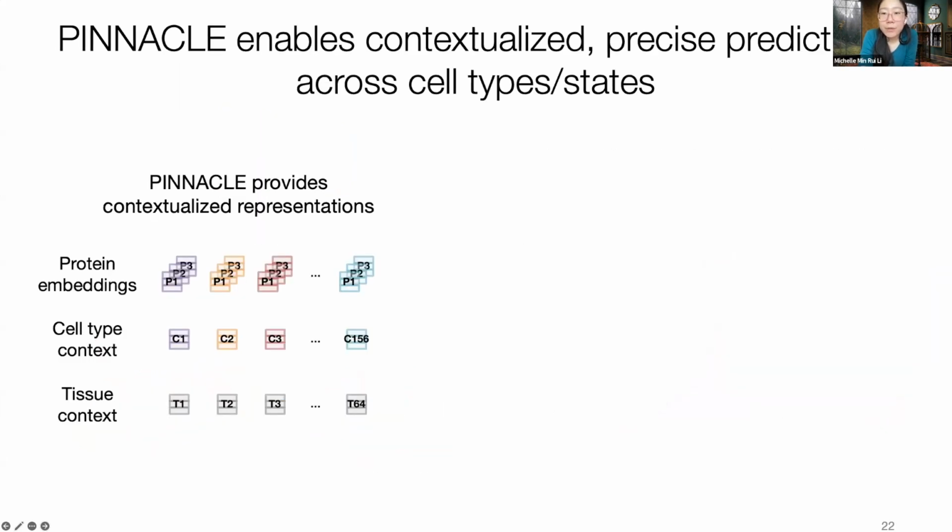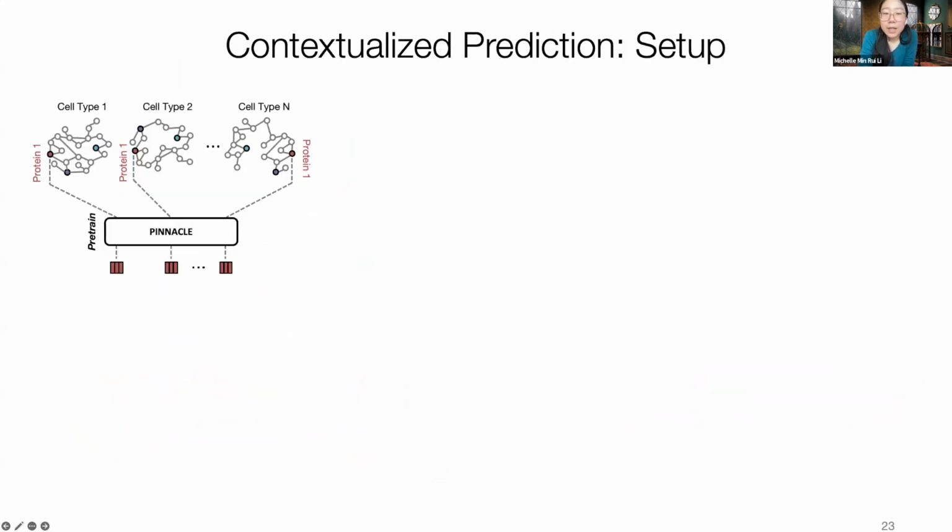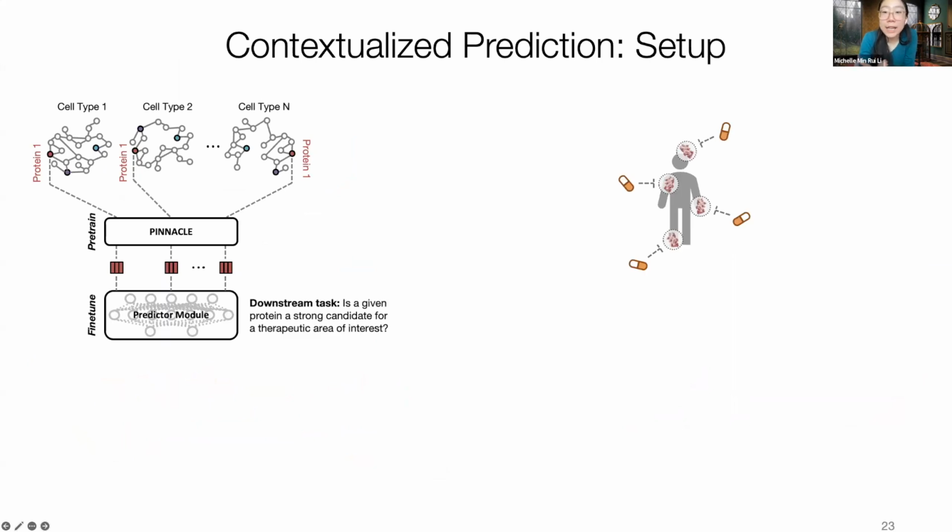So altogether, PINNACLE provides contextualized protein, cell type, and tissue representations that we can now use to finally generate contextualized predictions with cell type resolution. Given our contextualized protein representations, we can now fine-tune them for any downstream task of interest. In this case, we're interested in predicting whether a given protein is a strong candidate for a therapeutic area of interest. This is actually a binary classification task. So given a protein, is it a strong candidate? 1 means yes, 0 means no.